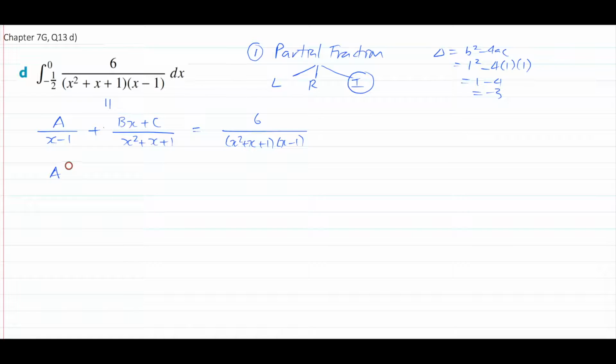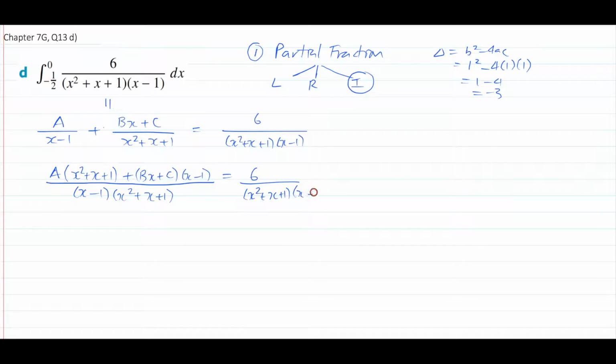To solve for a, we multiply a by x squared plus x plus 1. We multiply bx plus c with x minus 1. We make that equal to 6. The denominator will cancel out because at the end of the day, what you want is for the left-hand side to have the same common denominator of x minus 1 and x squared plus x plus 1, the same as the one on the right-hand side. So you can actually start equating the coefficients, which is to solve for a, b, and c. So cancel out the denominator, that's fine, they are the same thing.